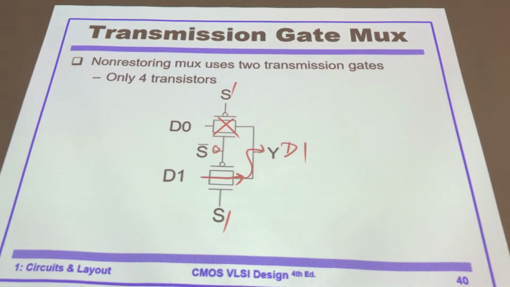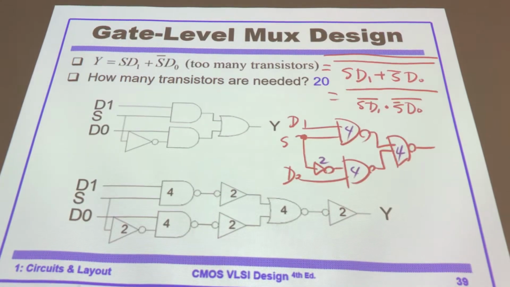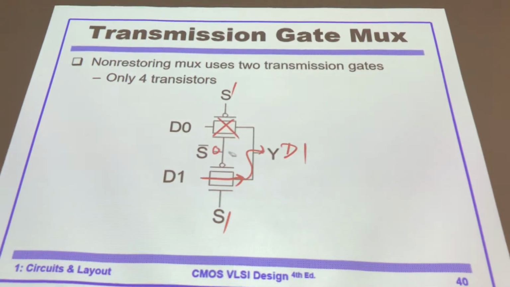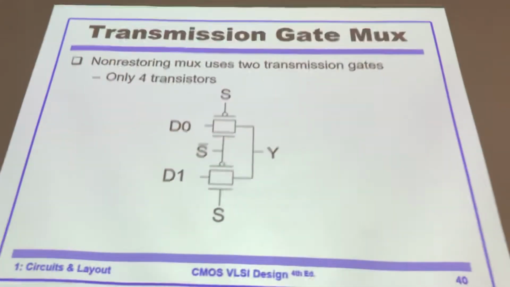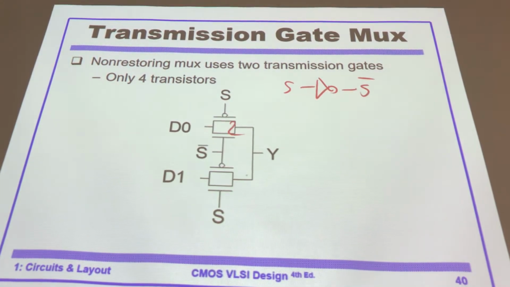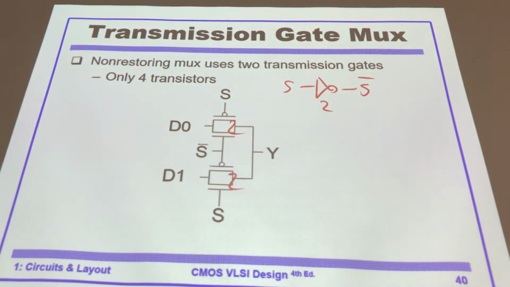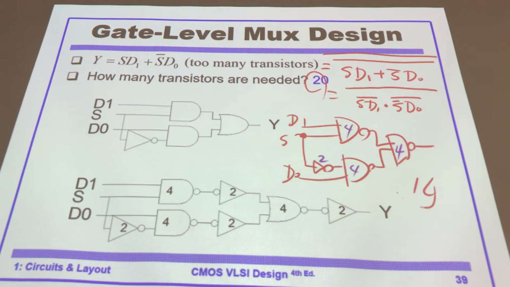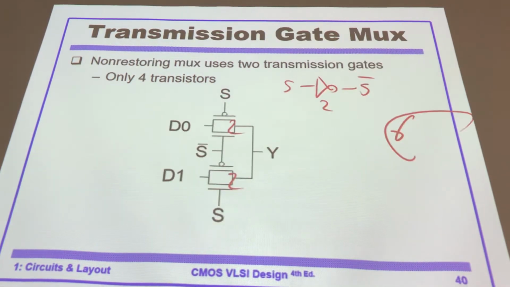And how many transistors here? Let's assume that S bar is coming from an inverter, like this. Then you have 2 transistors, 2 transistors, and 2 transistors. Totally 6 transistors, right? Only 6. But here we have 20, here we have 14. This one is the fewest transistors, and the chip area is going to be very, very small, the smallest one.